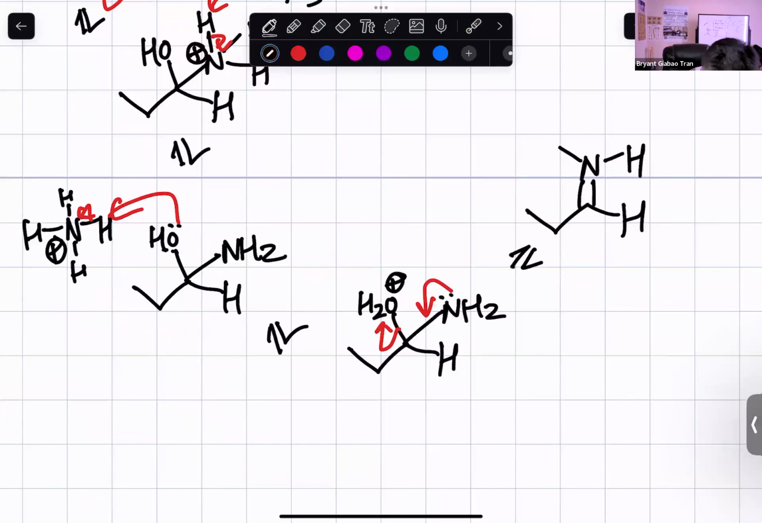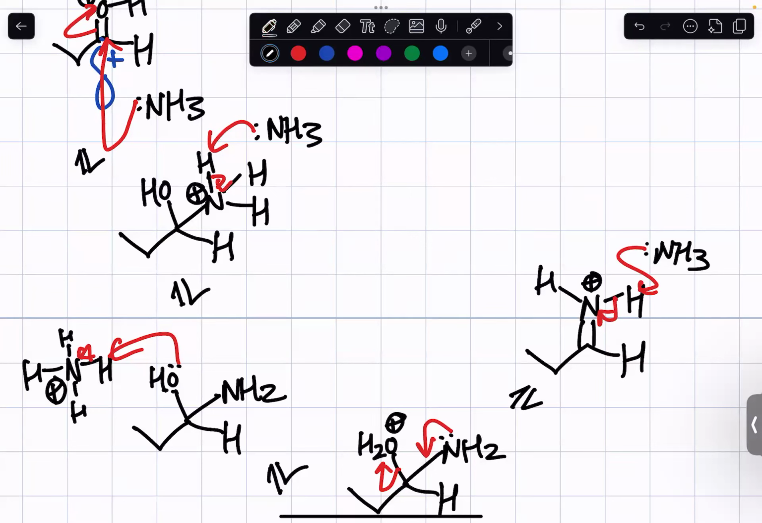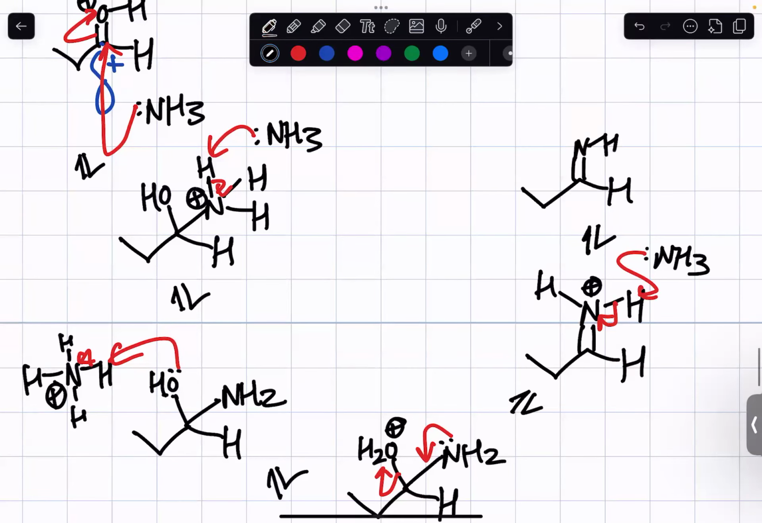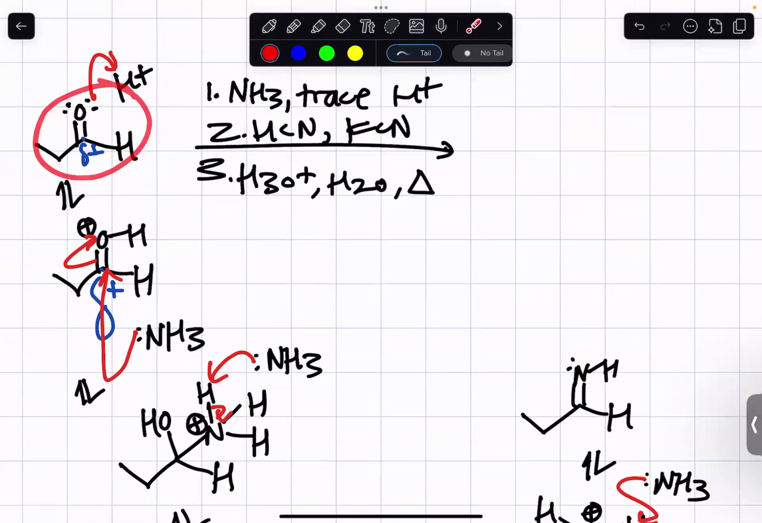Forming this iminium ion. And to neutralize it, we're going to use another ammonium ion, a third equivalent of it, to come in, grab that hydrogen, and neutralize that positively charged nitrogen. That's the end of the first step. We converted this carbonyl into this imine. Okay, got it. Right.